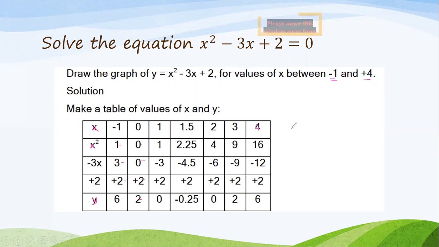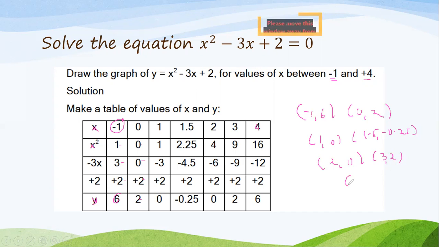Then after completing the table, we extract the ordered pairs. For example, the first one, x is -1 and y is 6. So we extract the ordered pairs of coordinates. The next one is (0, 2). The next one is (1, 0). The next one is (1.5, -0.25). The next one is (2, 0). The next one is (3, 2), and the last ordered pair of coordinates is (4, 6). So these are the coordinates that we plot on a graph paper.